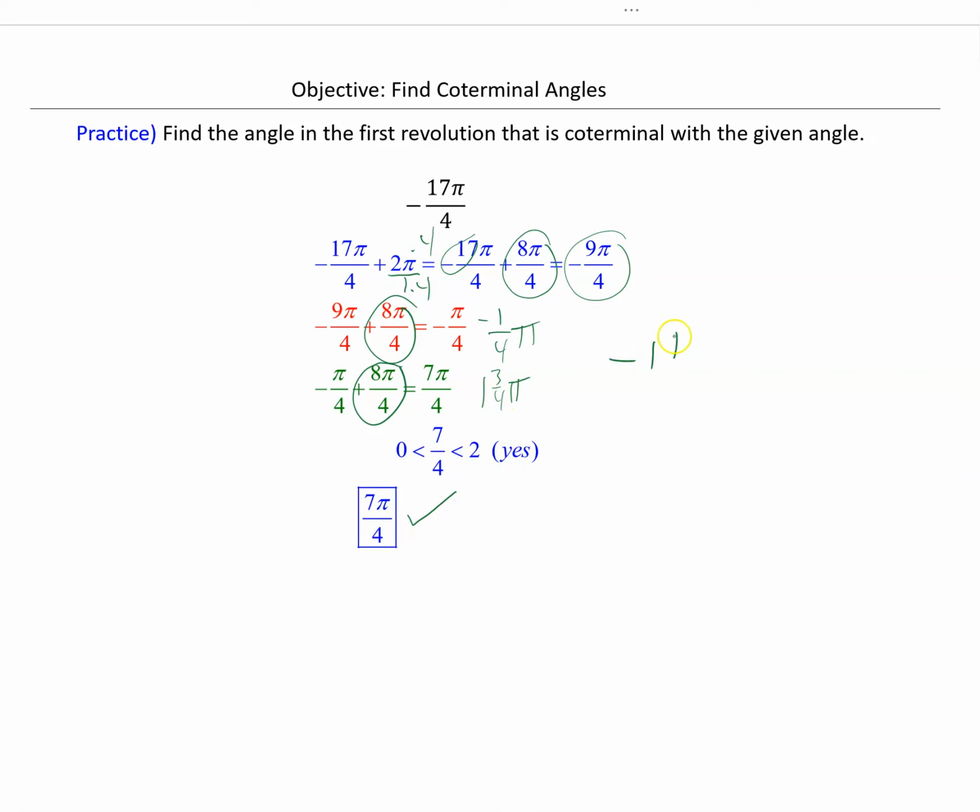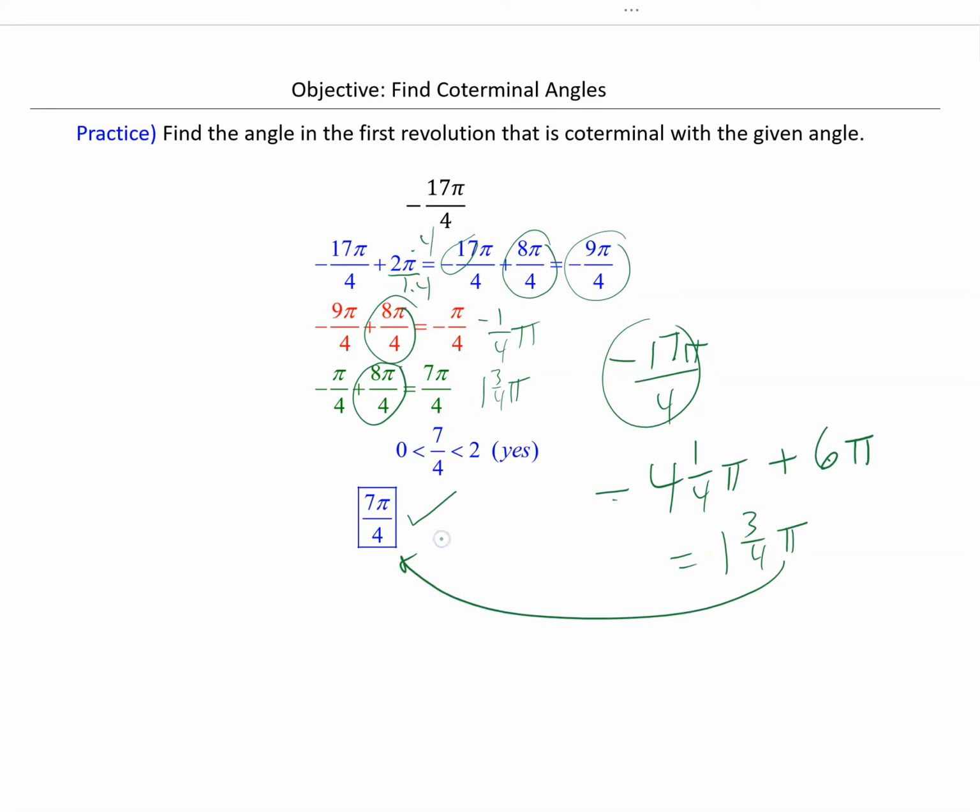You could also do it as negative 17π/4, so that negative 17/4 is negative 4 1/4 π, and realize, oh, okay, well, I could add 4π, but that would still make it negative, so I have to actually add 6π. And 6 minus 4 would give me 2. And then from that 2, I also subtract this 1/4. And 2 minus 1/4 would be 1 3/4 times π, and 1 3/4 is your 7/4.